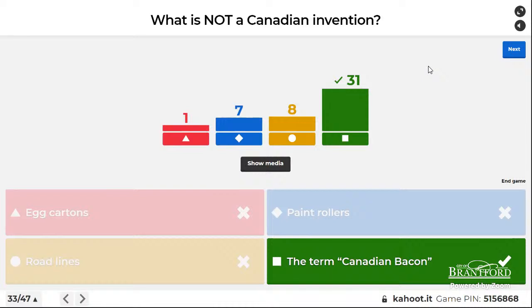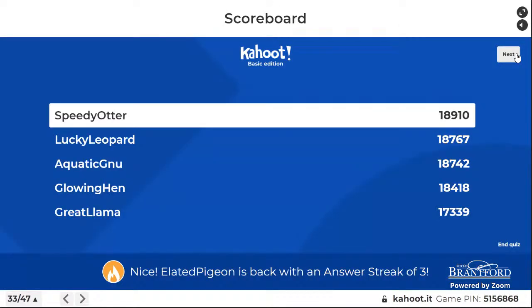So this name was created when the product was first imported from Toronto to New York City and is used primarily in the United States. We use the term pea-meal bacon instead. So we've got lots of pea-meal bacon fans in the crowd, and it looks like it has impacted the scores. So Aquatic New is now in second place. But Speedy Otter has maintained the lead with 19,579 points.